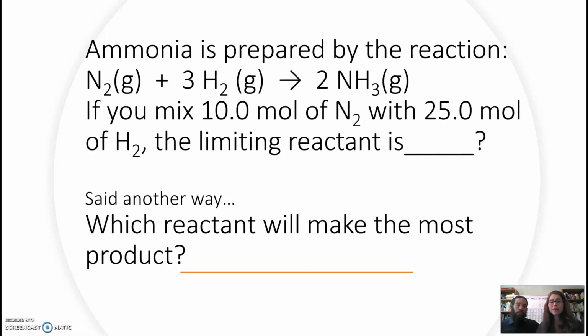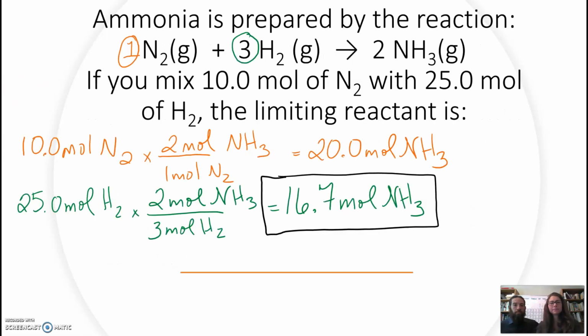Which one will make the least? So we've got 2 reactants. We're going to have 2 calculations to make this determination. We're going to have to look at both. Whichever one makes the least amount of product is your limiting reactant. So with our balanced equation here, we can start with the amount that's given for each reactant and go right to products. How much product can we make?